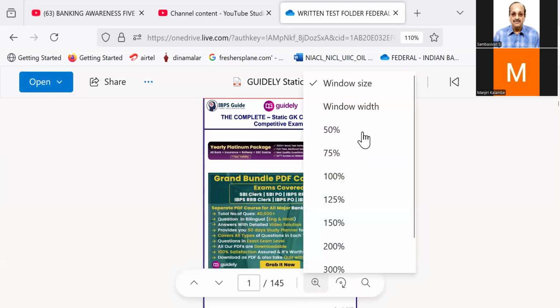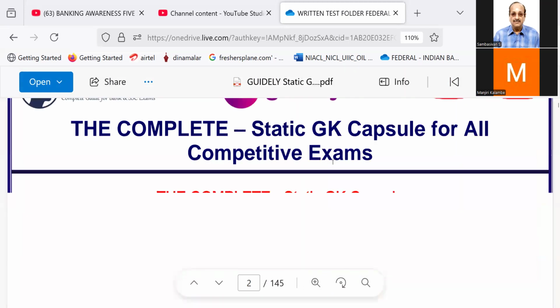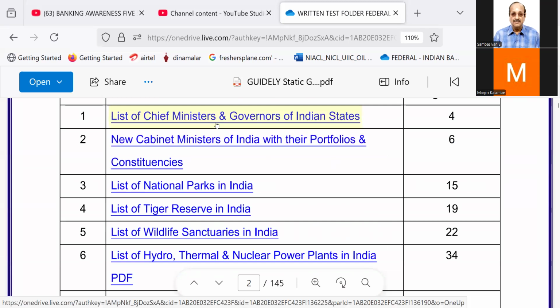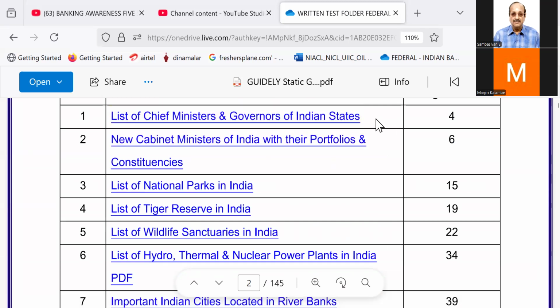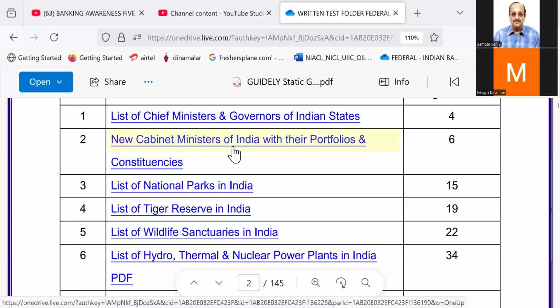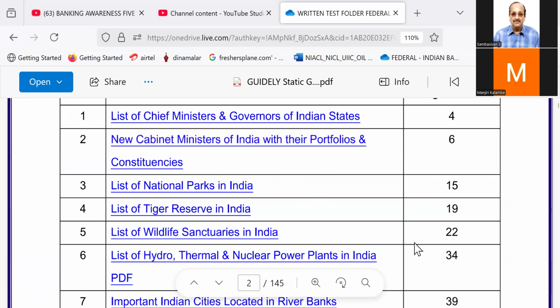This static GK will tell you about chief ministers. It would have changed. You have to go and search for the current one, or I will be giving it now and then. I would have given already the current ones. Of course, even every day changes come. For example, the Maharashtra chief minister has changed recently, Fadnavis. So changes will be there. Then cabinet ministers, this is outdated. I would have given you another list of union ministers.